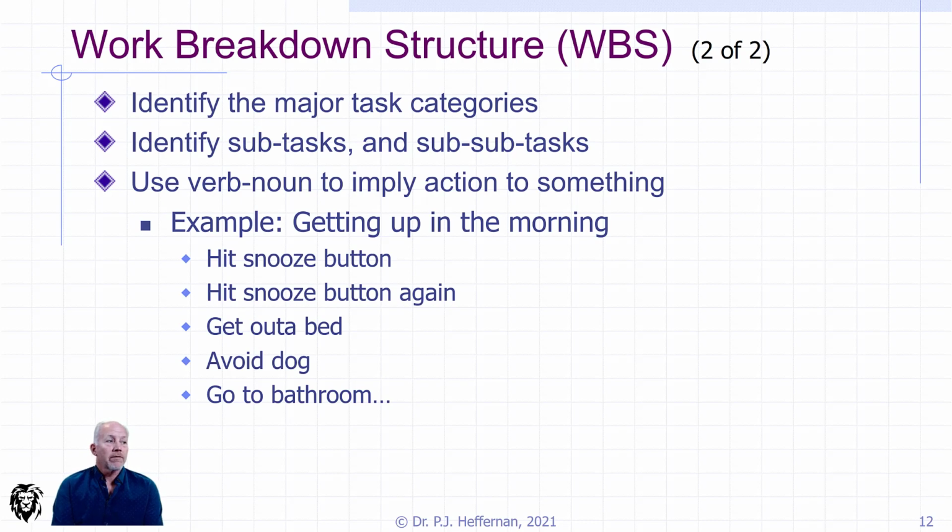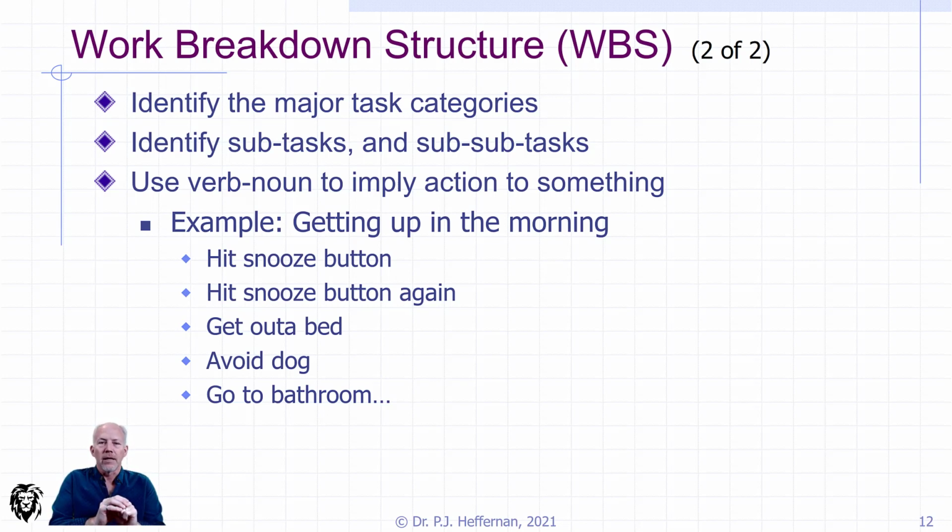So we need to identify major task categories. Then we have to go down to subtasks and sub-subtasks. Eventually, we want to use a verb-noun action item. This isn't absolutely essential, but it certainly works for me that in each of these activities, if it's an activity, we should be doing something.